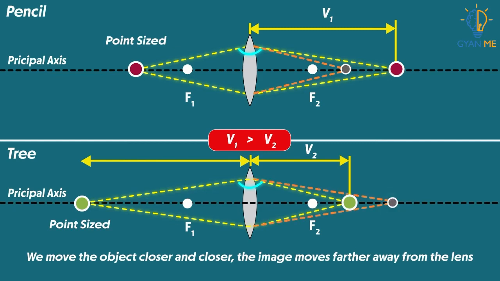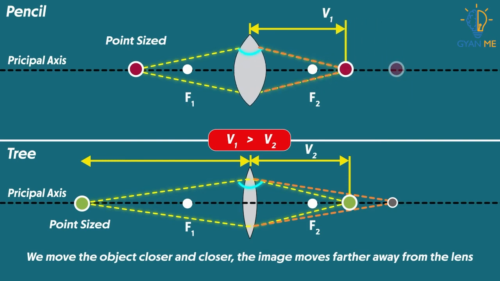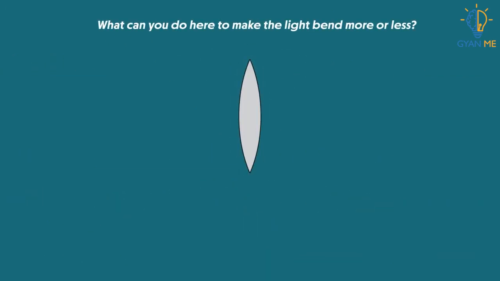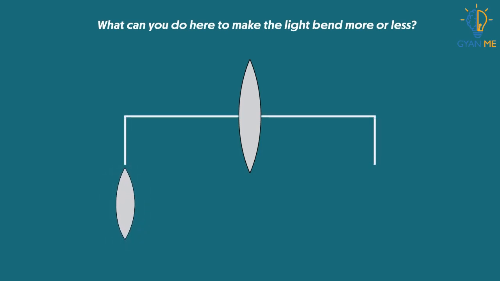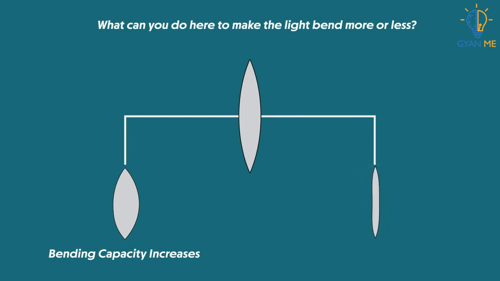Now in the first case, to do that, light has to bend more or the lens has to converge a lot more. While in the second case, the light has to bend less or the lens has to converge a little less. Now what can you do here to make the light bend more or less? Yes, we can change the thickness of the lens. As the lens becomes thick, we know its bending capacity increases. And as it becomes thin, its bending power decreases.